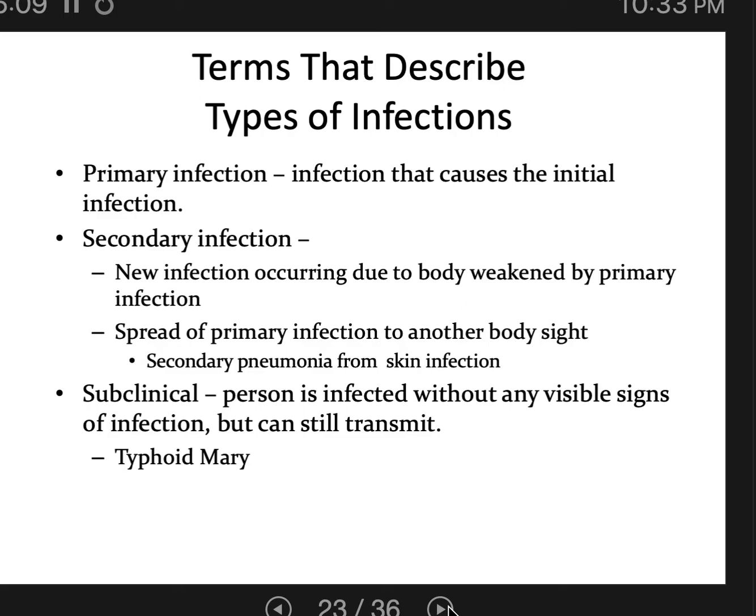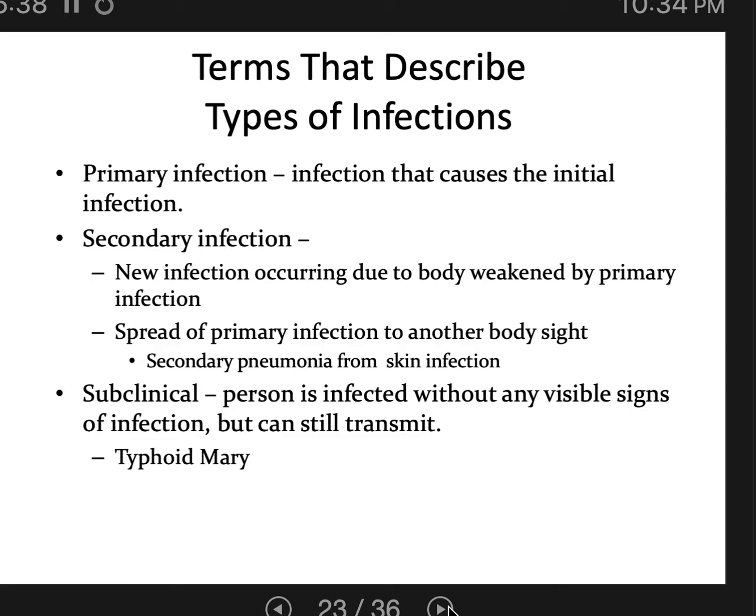So if you have a UTI and you leave it and you don't treat it and it gets really, really bad, the bacteria causing the UTI can then enter the bloodstream and move to another part of your body, like your lungs. So you can actually get pneumonia from your UTI. Or same thing with a skin infection. So the primary infection was the UTI, the pneumonia was the secondary infection. It's actually the same bacteria, but it's moved to a second location in the body because the infection got bad enough.